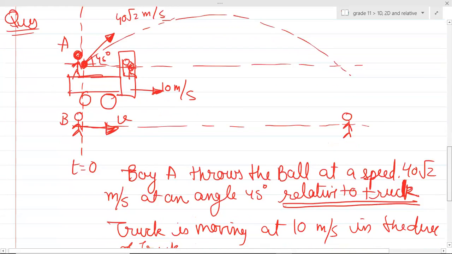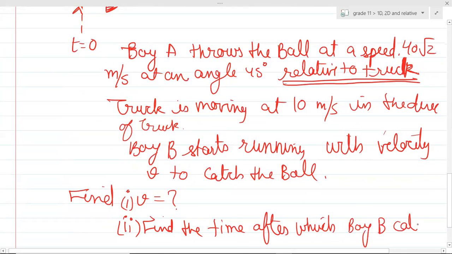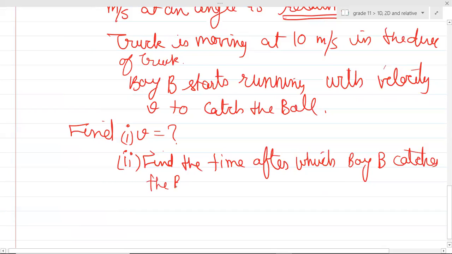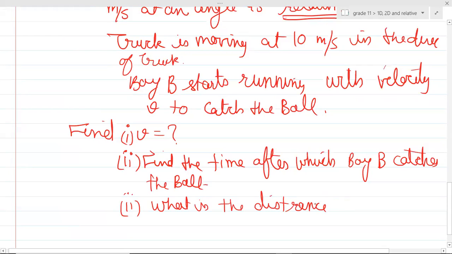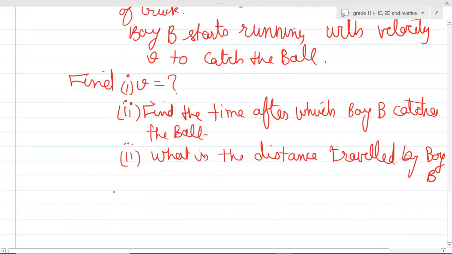So the question is: find the time after which the boy B catches the ball. What is the distance traveled by the boy B? And last one is, what is the distance moved by the truck?